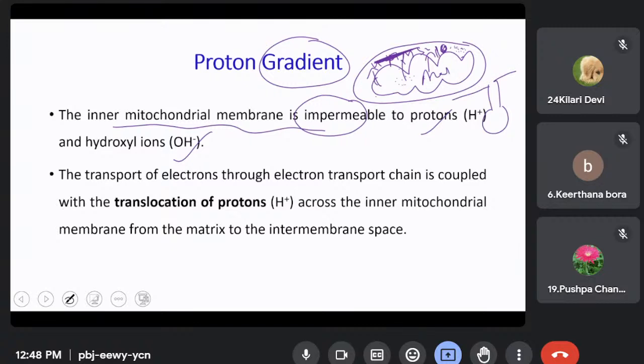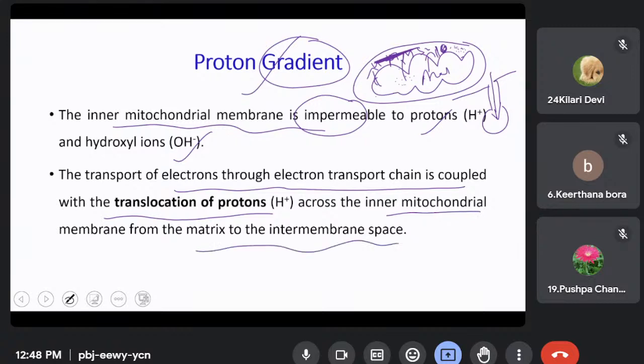The inner mitochondrial membrane is folded to form cristae, and each crista has a number of F1 particles. These are the places where protons, based on their concentration difference, that is the proton gradient, can come inside, which we call proton translocation. So the transport of electrons through electron transport is coupled with translocation of protons across the inner mitochondrial membrane from the matrix to the intermembrane space based on the proton gradient.